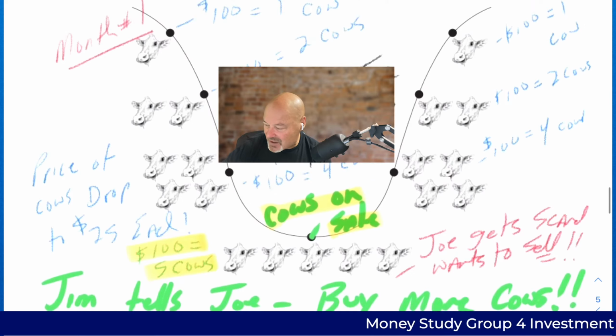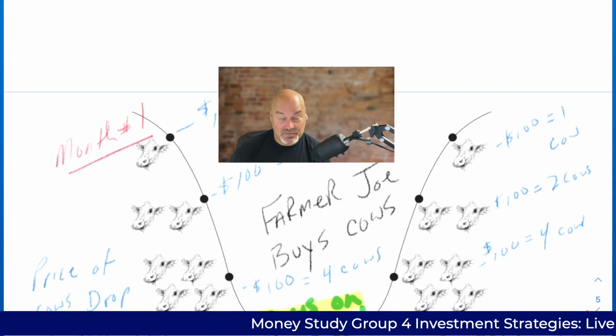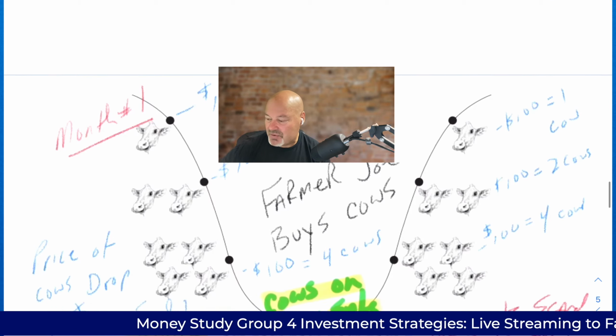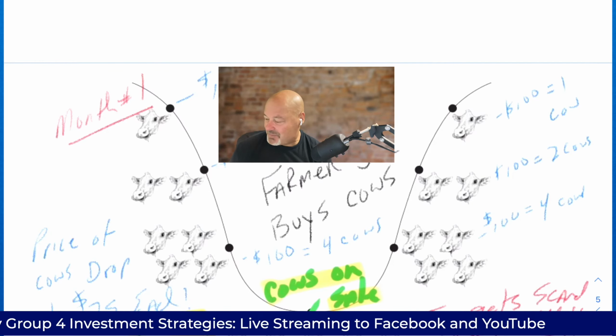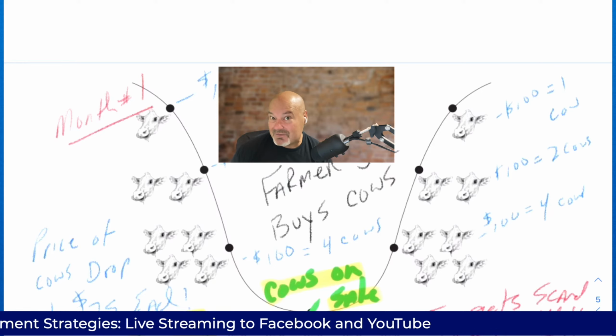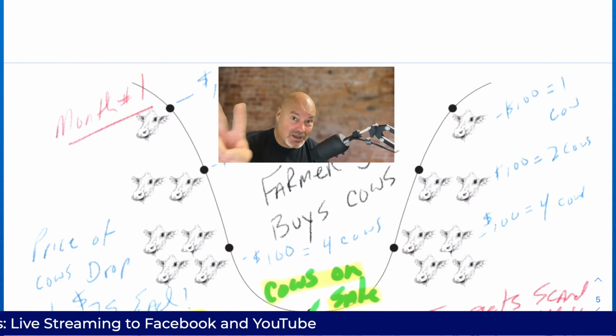And so the next month they go to $25 a head. He gets 4. The next month, so what month are we on? 1, 2, 3, 4, 5, month 6. They're up to $50 a head. How many do you get for $100? If they're $50 a head, you get 2.